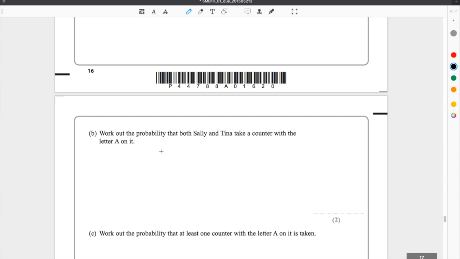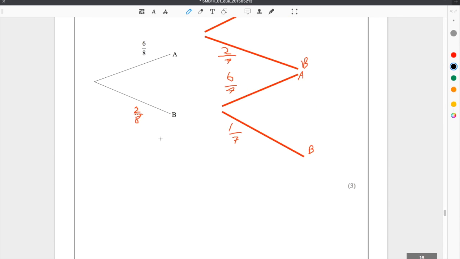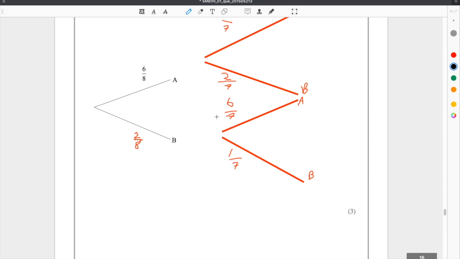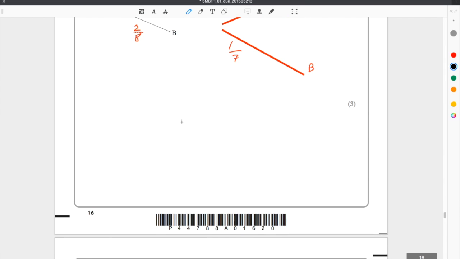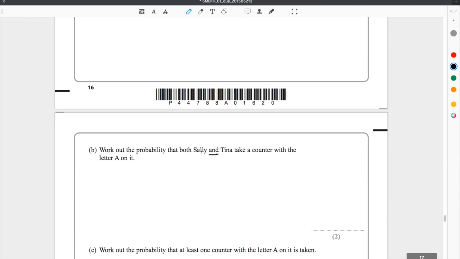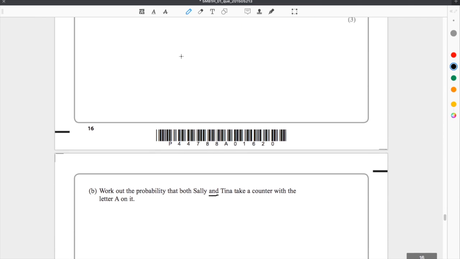Part B, work out the probability that both Sally and Tina take out a counter with the letter A on it. So, with these questions, I always identify the word in the question, and the word is and. And if it's and, we multiply. If it's or, then we add. So because it's and, Sally and Tina take a counter with the letter A.